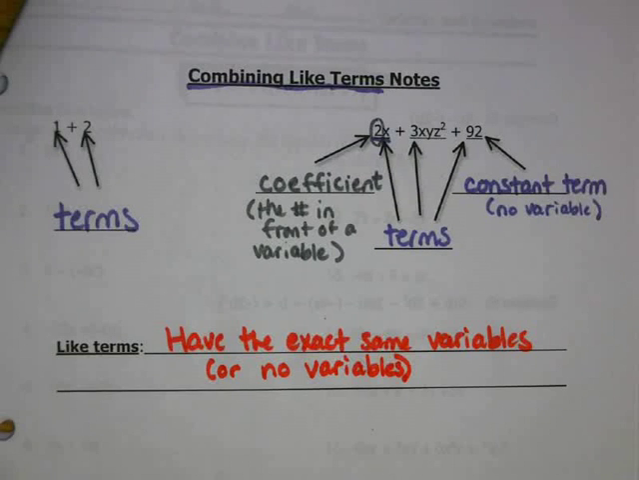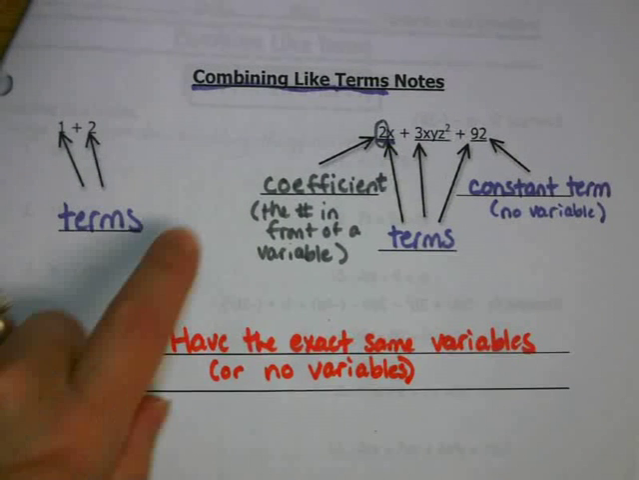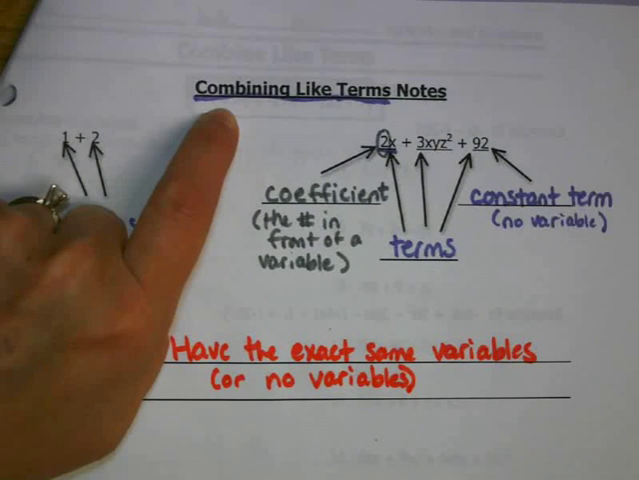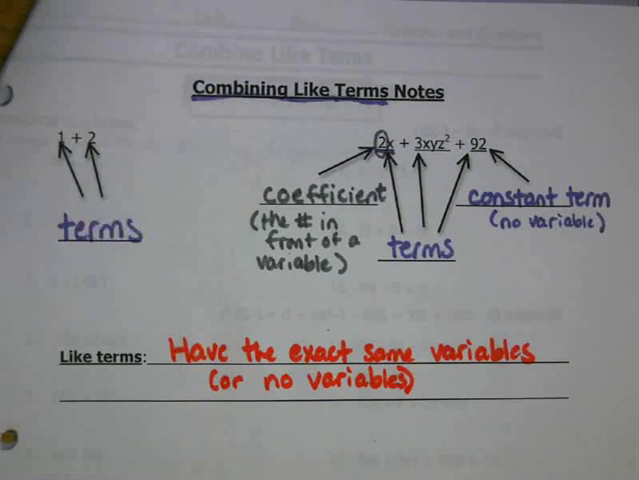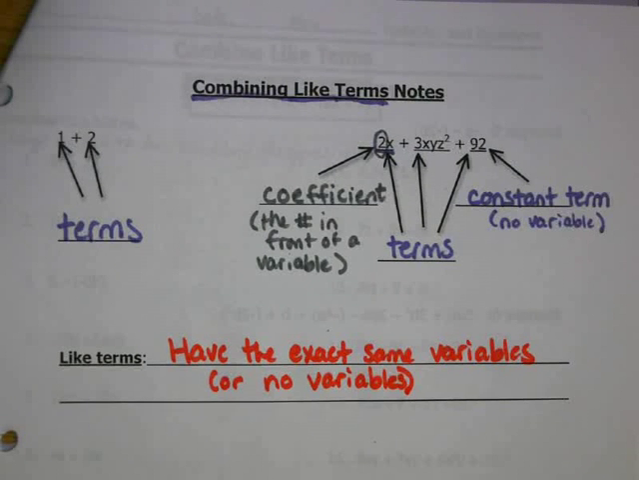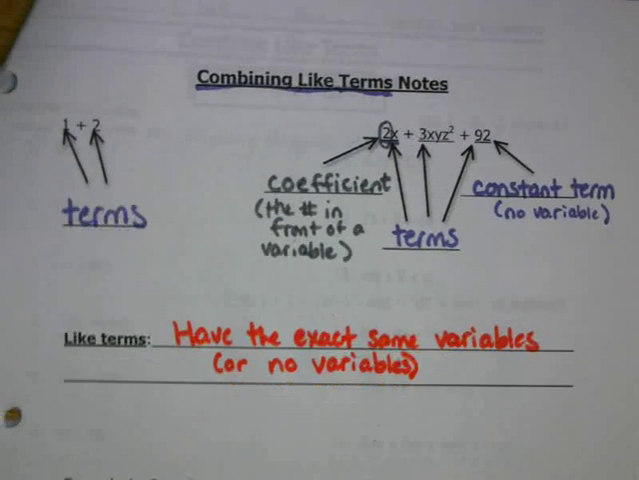And it turns out, if we have like terms, guess what we can do with them? We can combine them if they are like terms. So if they've got the same variable, we can combine them together. We can actually add them together. I'm going to move down and let's do some examples of this. Let's see if you guys can handle it.